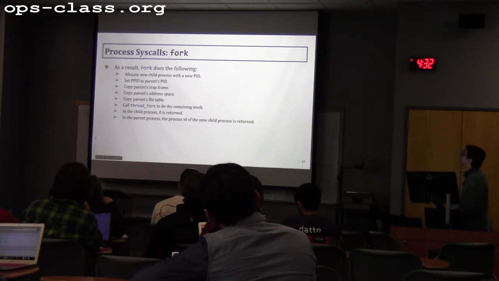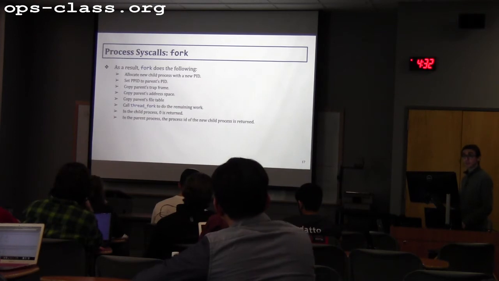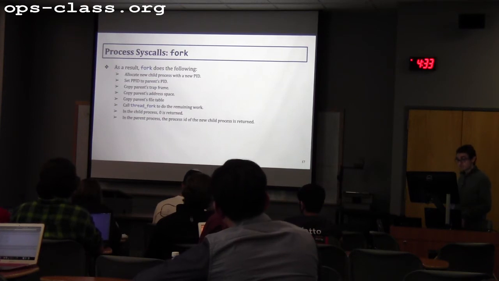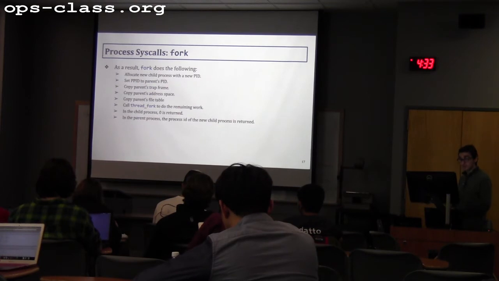So to summarize, what should fork do? You need to allocate a new child process with a new PID. You need to set the PPID to the parent PID. You need to copy the trap frame, the address space, and the parent's file table. So the trap frame, address space, and file table are all copied from the parent process. And then once you're done with copying, you need to call thread fork to do the remaining work. The thread fork will handle whatever remaining work needs to be done.